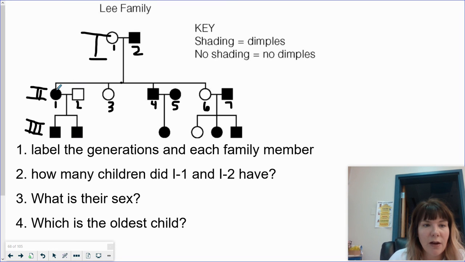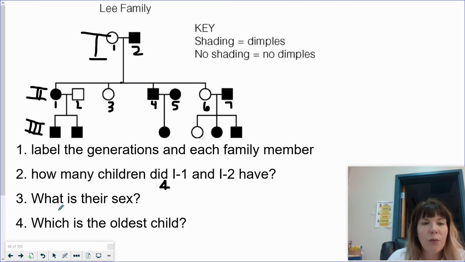So I can see that they had a daughter. I do not count this son because it does not have a line down. This is her partner or who she married. So this is the daughter. So 1, 2, 3, 4. So generation 1, person 1 and 2 had 4 children.